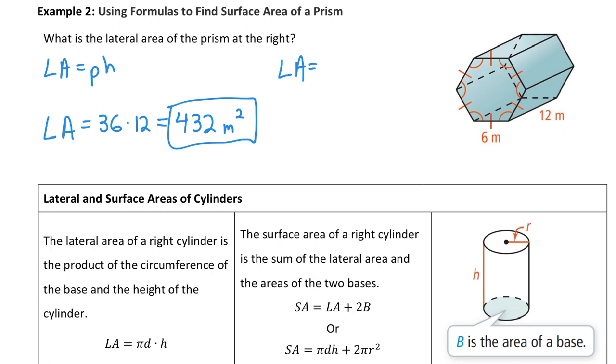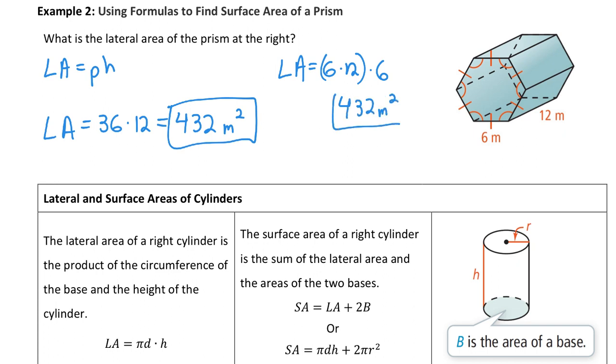Another way you could think of this for the lateral area is you could find the area of one of the lateral faces, 6 times 12, which is 72. That's the area of one of the faces, and then multiply that by 6. So if I do 6 times 12, that's 72, times 6 is still 432.